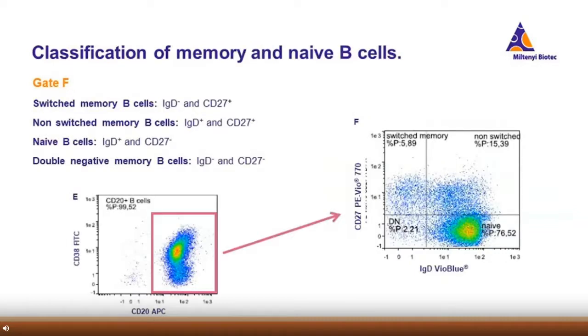Then we looked with the multi-step gating strategy at this gate for switched memory B cells, the gate up here, that are IgD negative and CD27 positive. Then we also have non-switched memory B cells that are IgD positive and CD27 positive. Then we have naive B cells that are IgD positive and CD27 negative, of course. And then we have this double negative, also called unconventional memory B cells, that are IgD negative and also CD27 negative, and that is why they are in the gate down there.